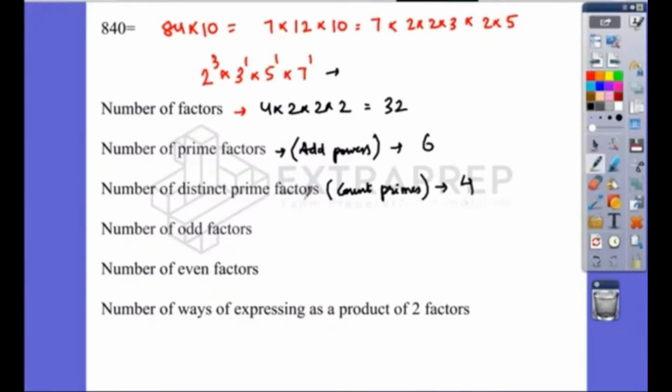There are 4 distinct prime factors. How many odd factors? To get the odd factors, we have 2 cube into 3 power 1 into 5 power 1 into 7 power 1, right?